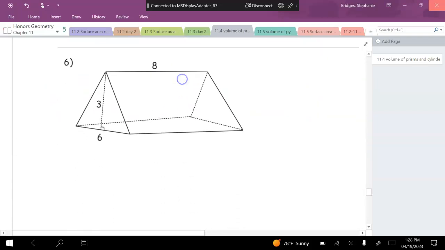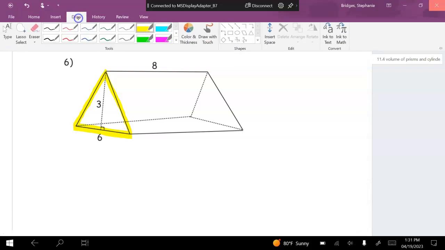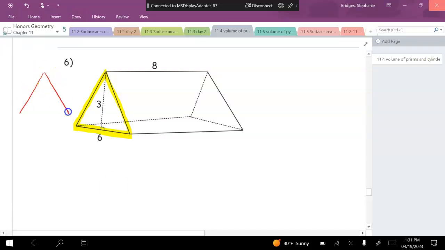All right, try this one. So this is another prism. The volume is area of the base times the height of the prism. What is my base? What shape is my base? Okay, so I'm going to focus on just the triangle first so that I can figure out what its area is. The area of a triangle is the triangle's base times the triangle's height divided by 2. What's the base in that triangle? 6. What's the height of the triangle? Okay, so the area is 6 times 3, which is 18, divided by 2, which is 9.